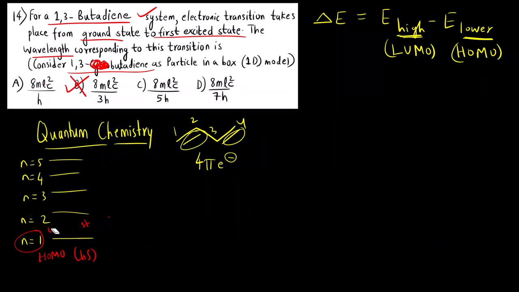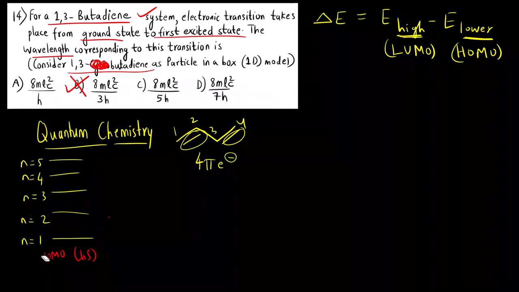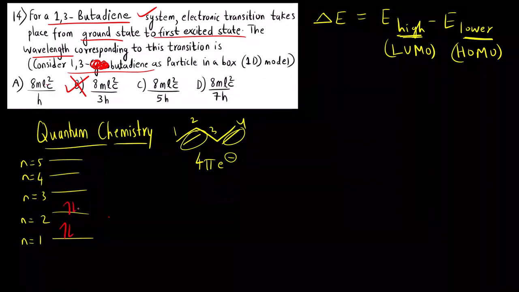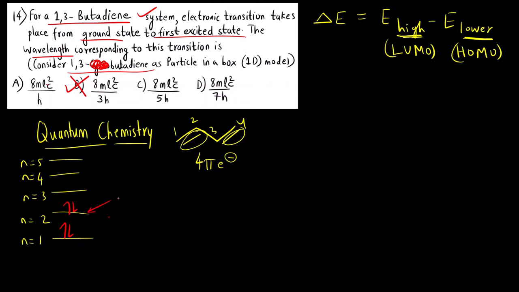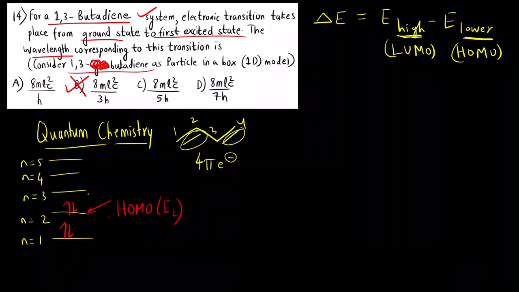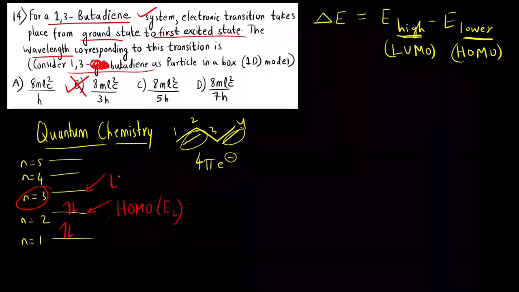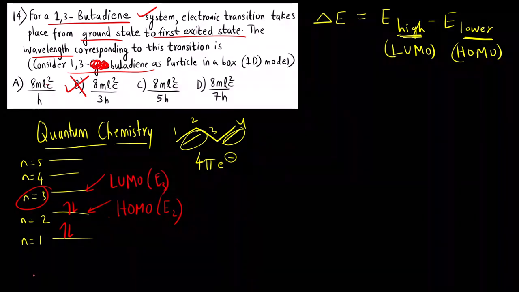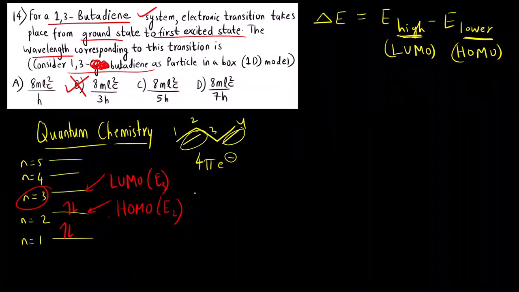How do you find HOMO and LUMO? Let us see. 4 electrons, so fill the 4 electrons. 1, 2, 3, 4. Now, this is the highest occupied molecular orbital. So, HOMO is what? E2. And LUMO is going to be this lowest unoccupied, it is E3.